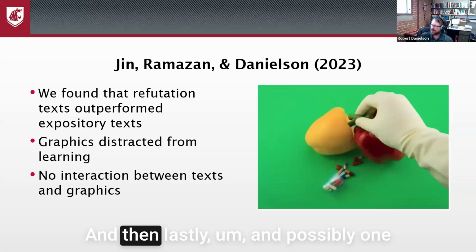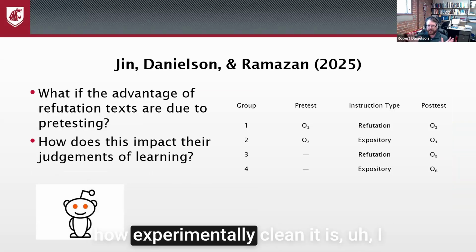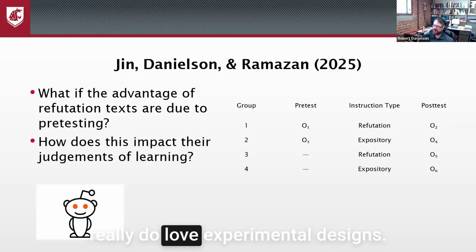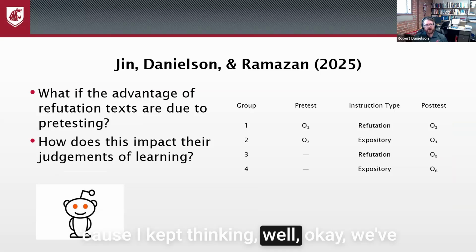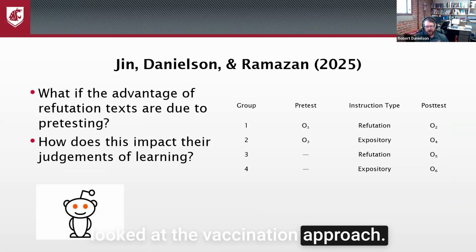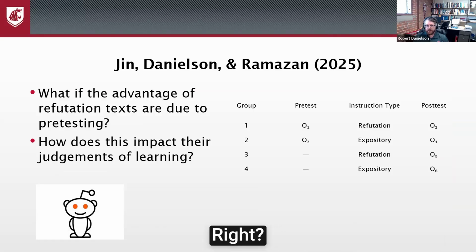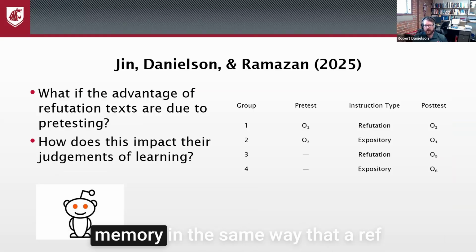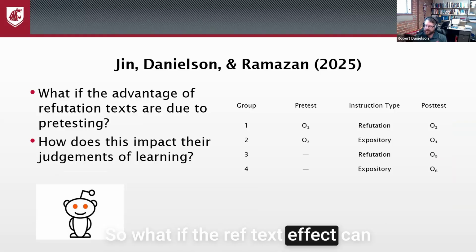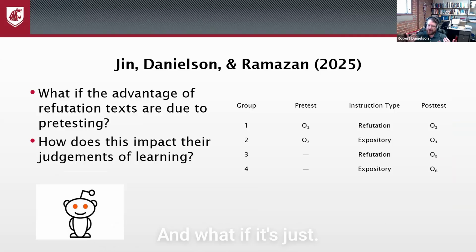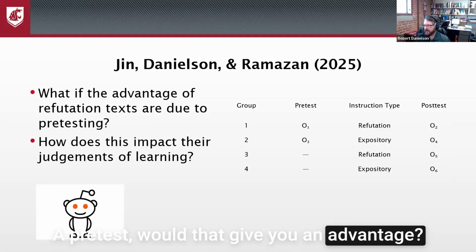And then lastly, and possibly one of my favorite studies because of how experimentally clean it is. I really do love experimental designs. We ran a Solomon Four-Square group because I kept thinking, well, okay, we've looked at the vaccination approach. What about Paivio's model of working memory, right? Pre-testing might prime working memory in the same way that a ref text might prime working memory. So what if the ref text effect can be explained by working memory? And what if it's just a pretest? Would that give you an advantage?